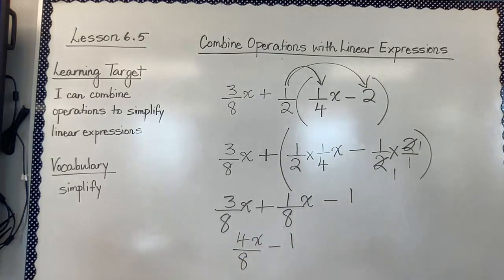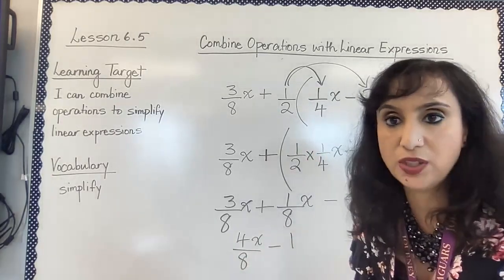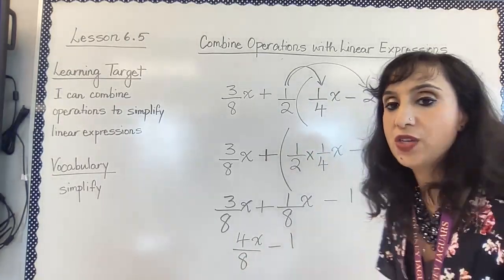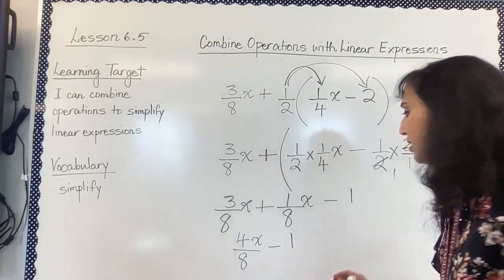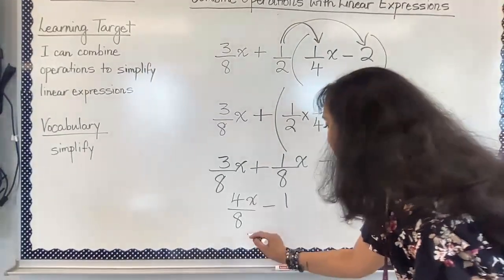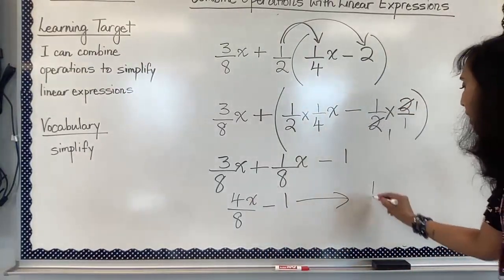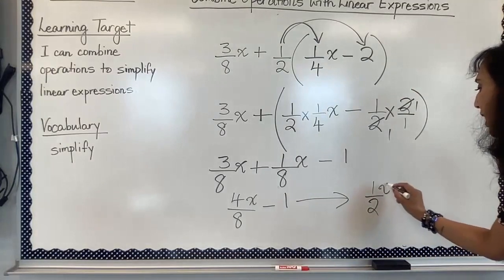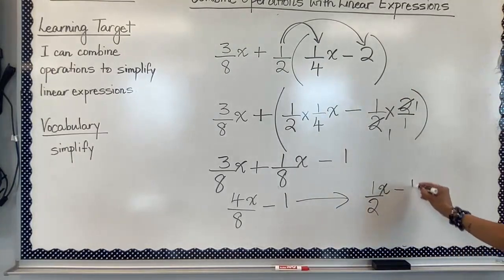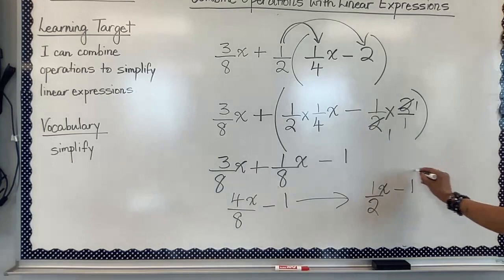And then if I simplify this, I know that 4 and 8 are both divisible by 4. So when I simplify this, I am going to get, just write it this way, 1/2 x minus 1. And then this is going to be my answer in the simplest form.